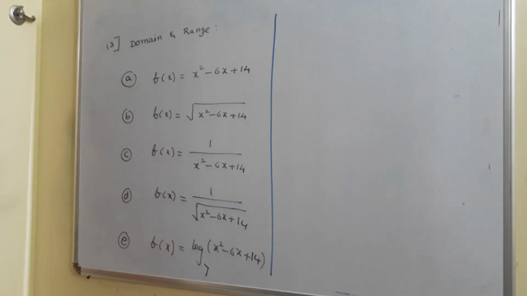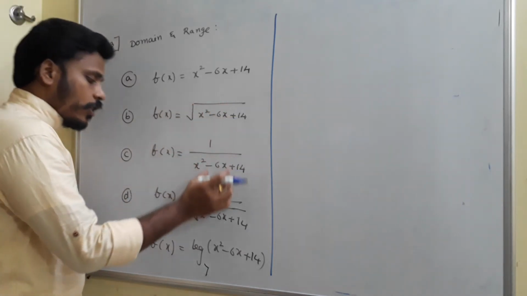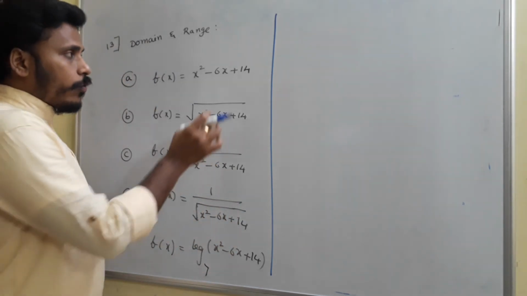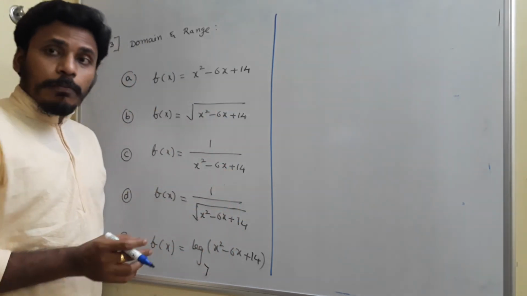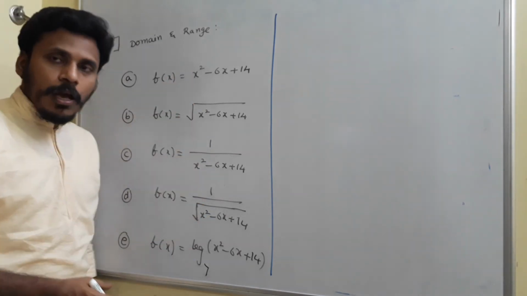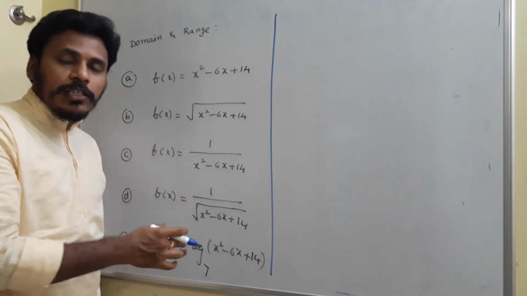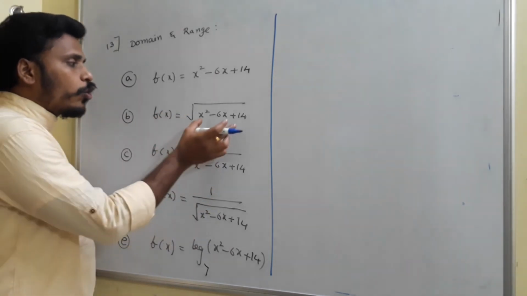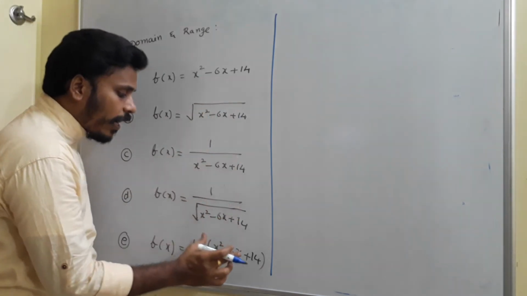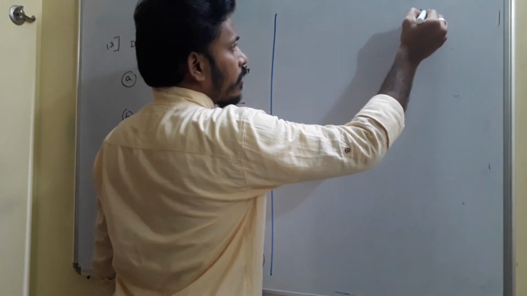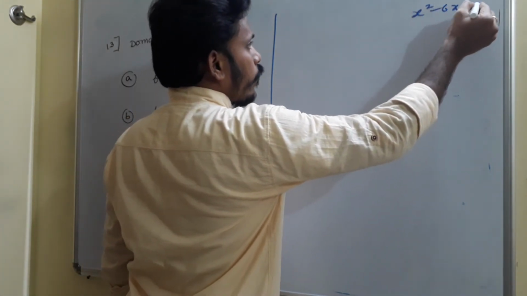Right. Just look at the problems. x square minus 6x plus 14 is involved everywhere. And for all these functions, we need to find the domain as well as the range. So before finding the domain and range for all these functions, or if you have any one of these problems in your examination, before answering, first of all, you need to think about the involved quadratic expression. What is the involved quadratic expression here? x square minus 6x plus 14.